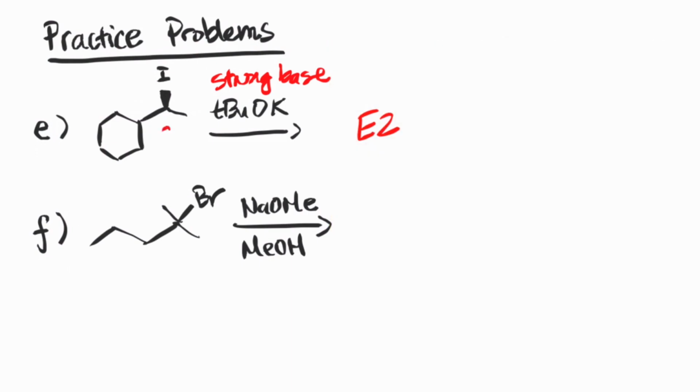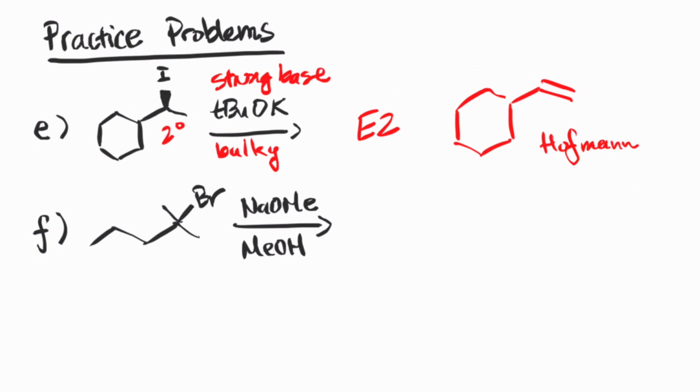In any case, it is a secondary alkyl halide. We do have to consider regiochemistry here because we have a bulky base in tert-butoxide. So it's going to prefer the Hofmann product, where your beta proton on the outside will be the chosen proton to be deprotonated, leaving this alkene as your major product, the Hofmann product.